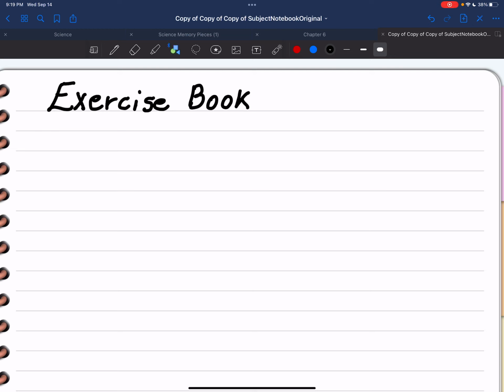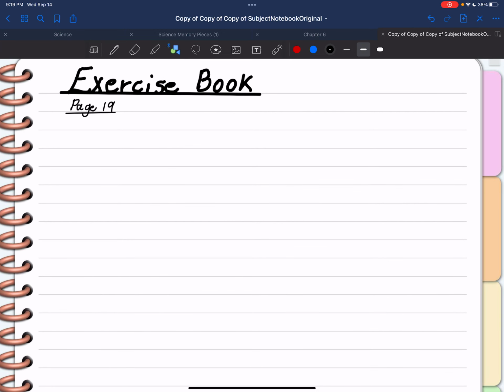If you do not have this book, please talk to your instructor and he or she can give you the book. So the exercise book, page 19. There are no new concepts here. This is just a set of exercise problems, practice problems.